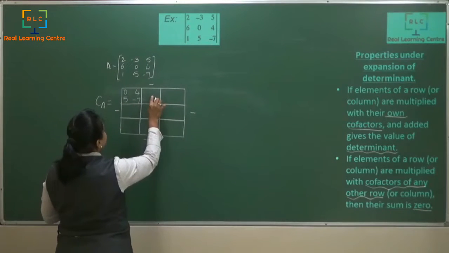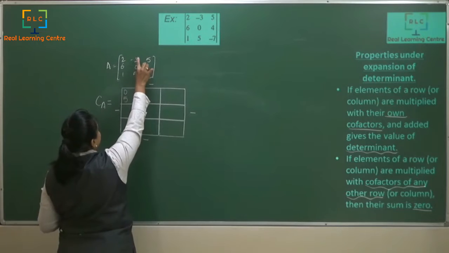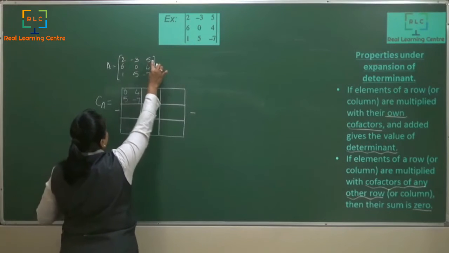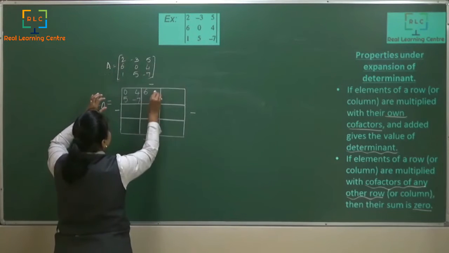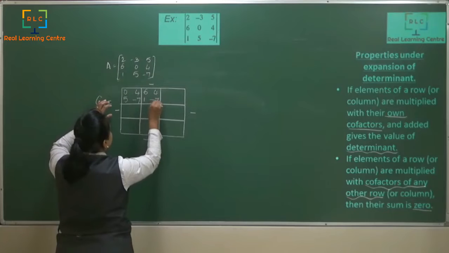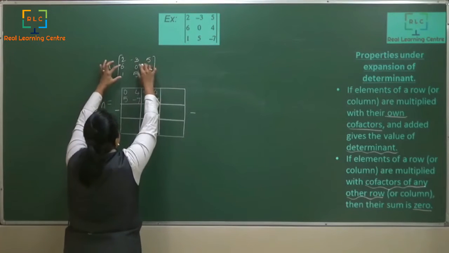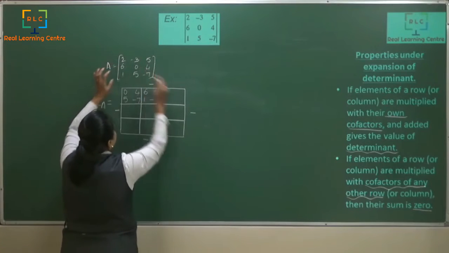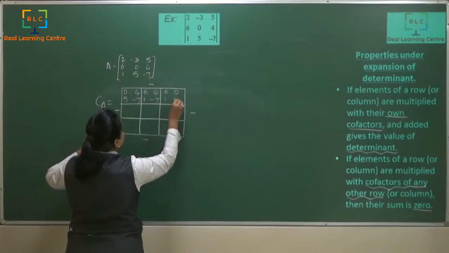Next, this box, that is the cofactor of minus 3. To obtain this, wherever minus 3 is present, that you take out. The remaining 4 elements I'll put here. That will be 6, 4, 1, minus 7. Next is for 5, I will delete this row and this column. So you get 6, 0, 1, 5.